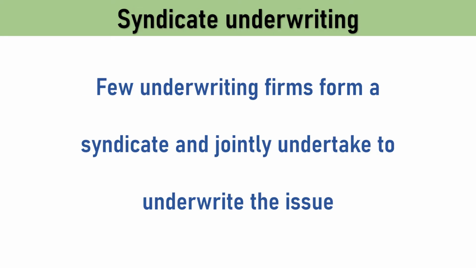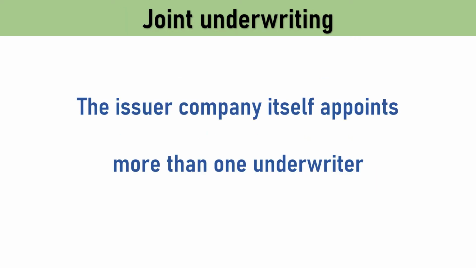Next is syndicate underwriting. Here, a few underwriting firms form a syndicate and jointly undertake to underwrite the issue. Next is joint underwriting. In joint underwriting, the issuer company itself appoints more than one underwriter to reduce the burden from a single underwriter. Next is sub-underwriting.